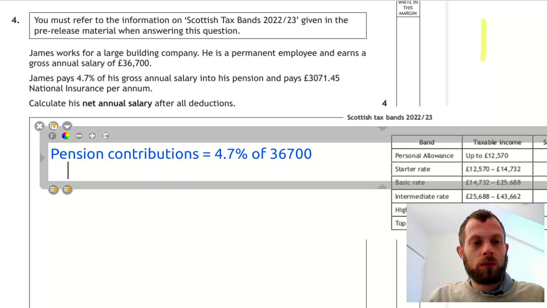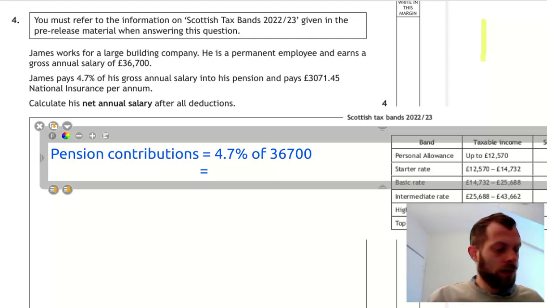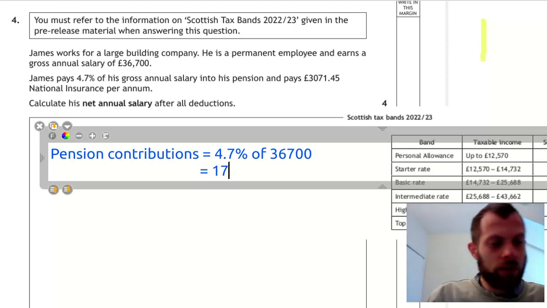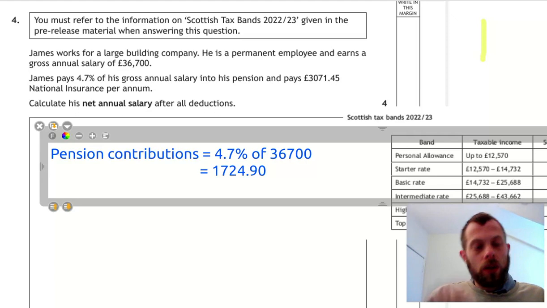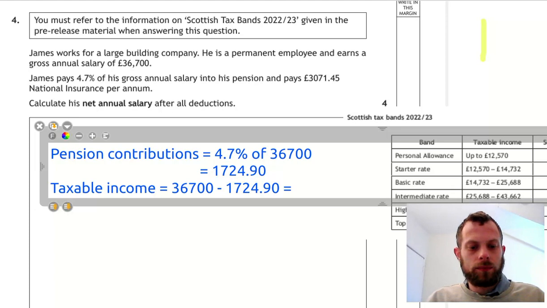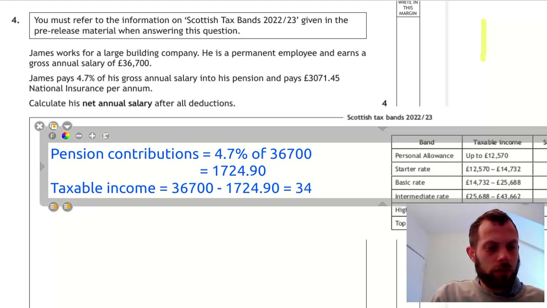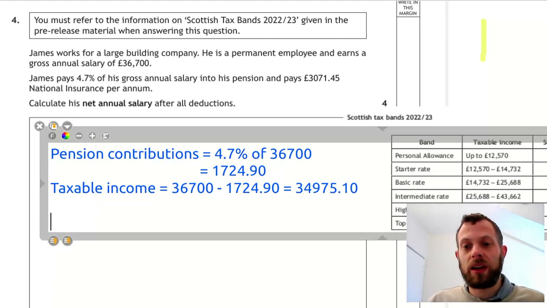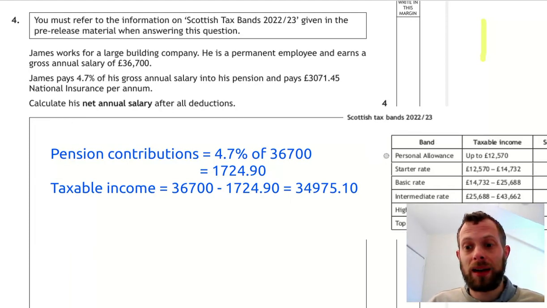36,700. We'll do this on a calculator, 0.047 multiplied by 36,700. And you get 1,724.90. So now we can get the taxable income, which is 36,700, take away the pension contributions. So 34,975.10. Now this taxable income splits up into different bands of income, and each income band is taxed at a different rate.